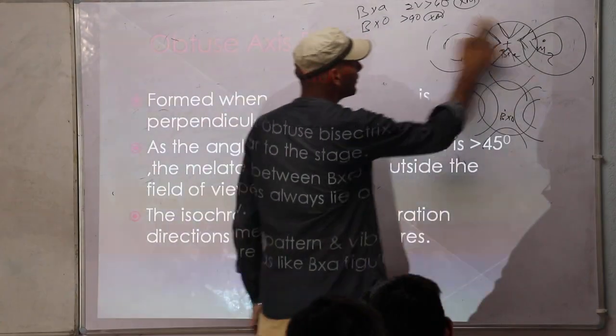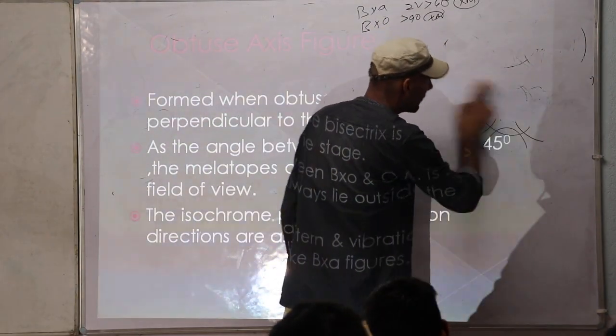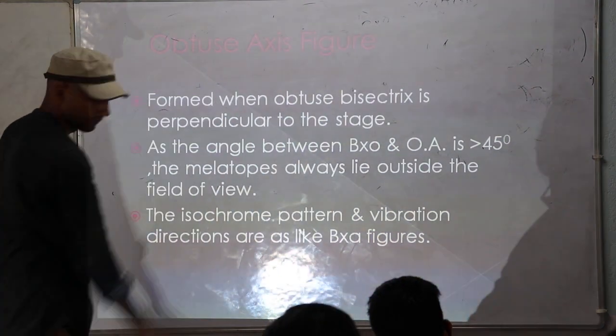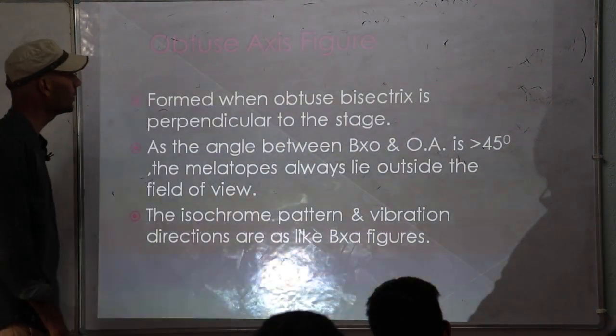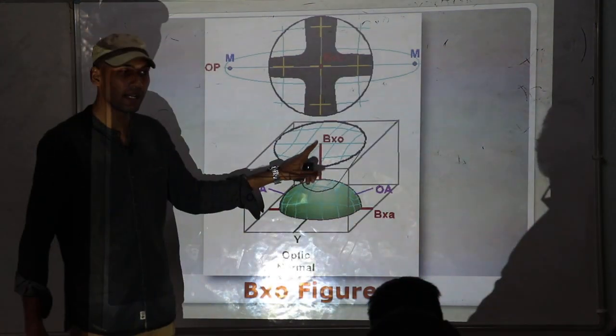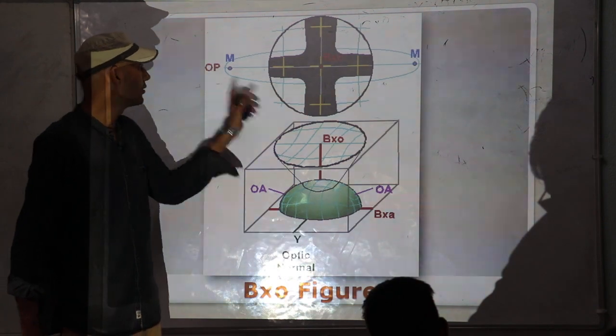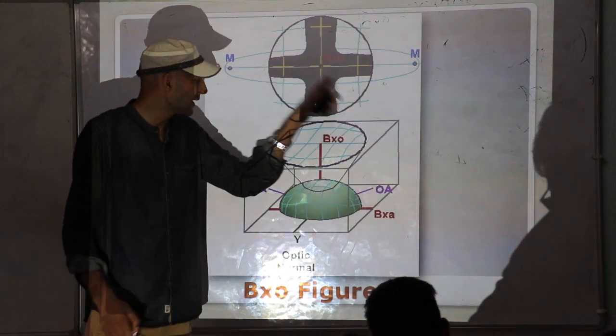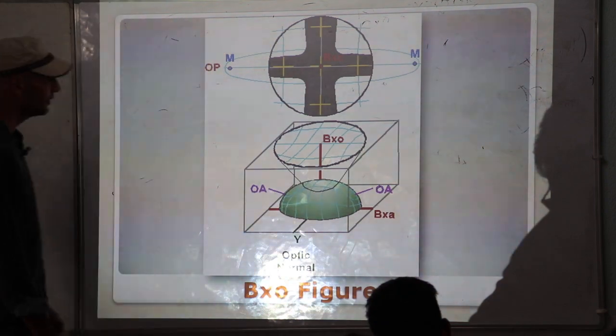So we have discussed the optic axis figure. Next one is the obtuse bisectrix figure. As I have told you, the obtuse bisectrix is at the center of the crosshair, so you cannot view the melatopes. Here these are the isogyres showing extinction.